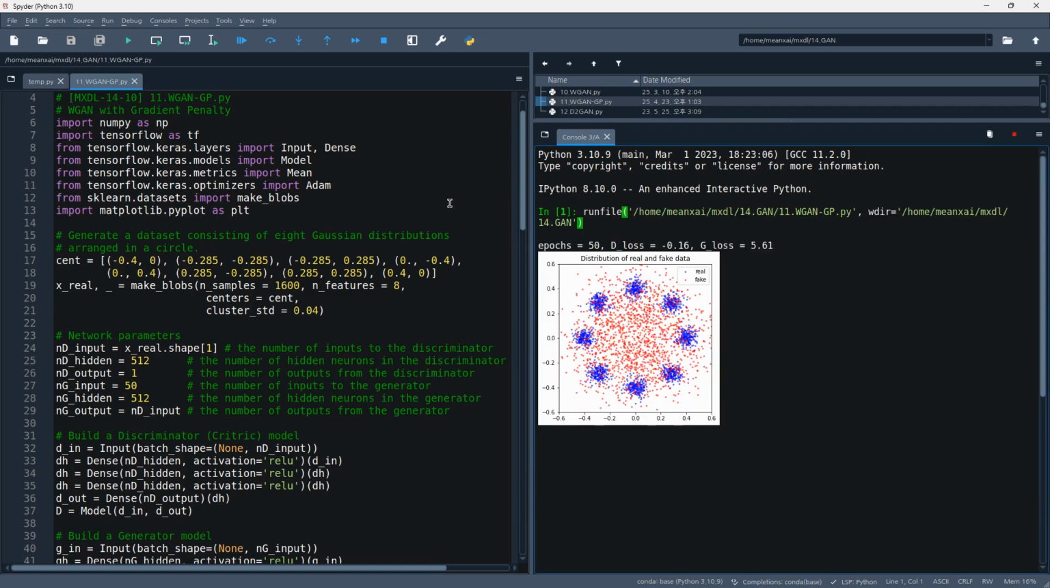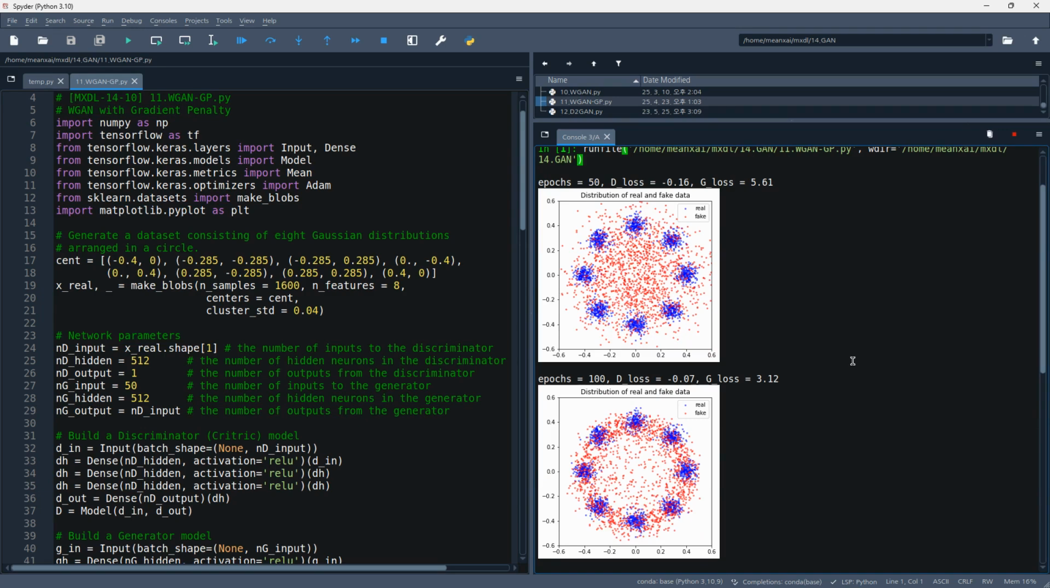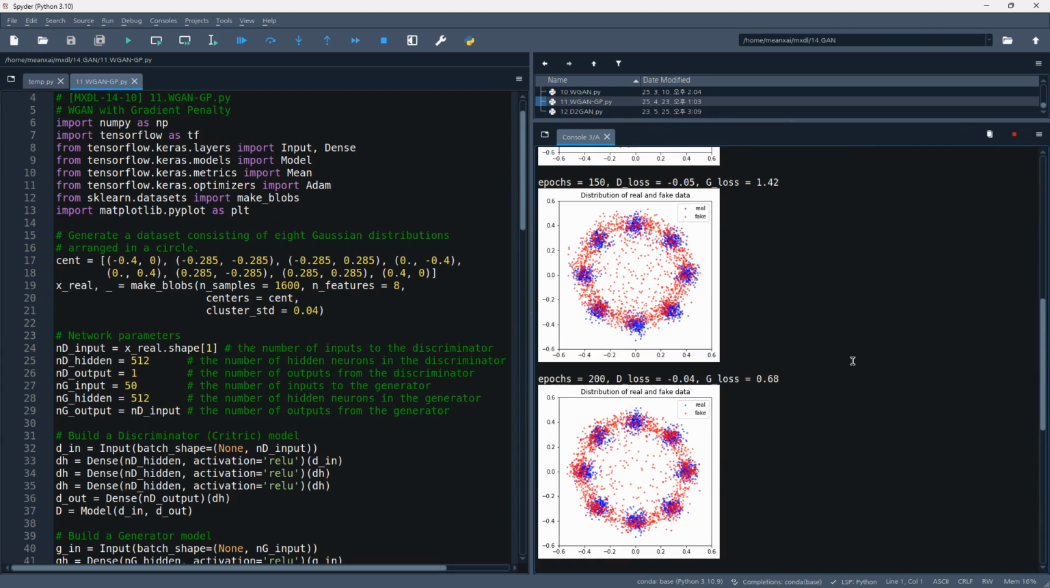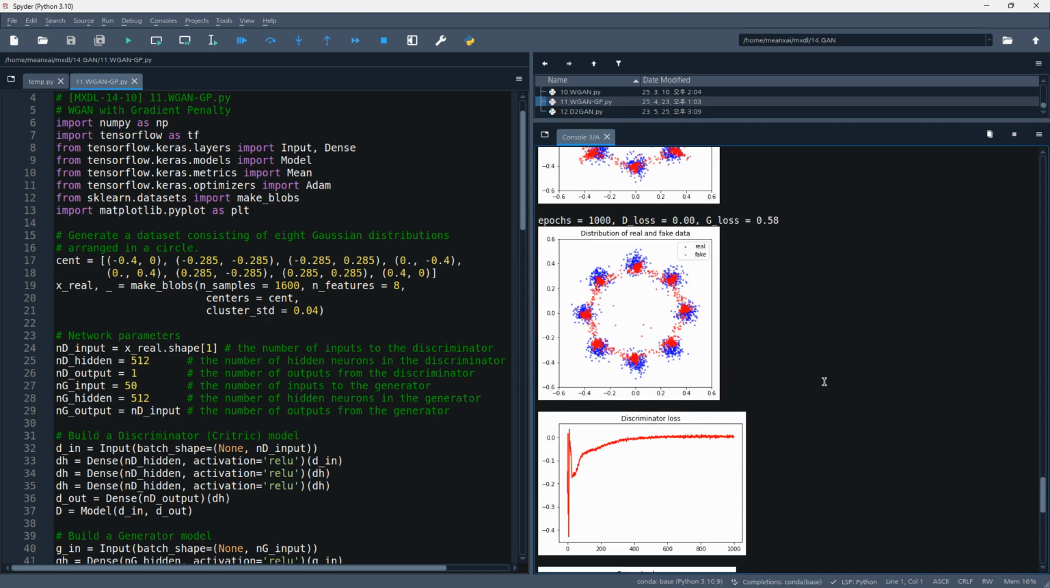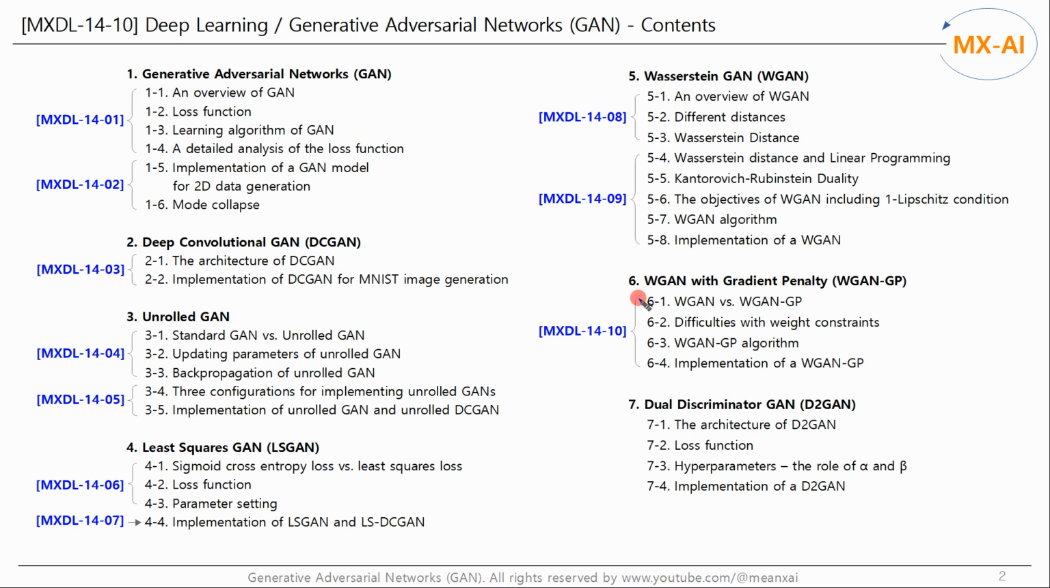Let's run this code. The results are as follows. So far, we have looked at the WGAN-GP model. In the next video, we will look at dual discriminator GAN, shortly D2 GAN.